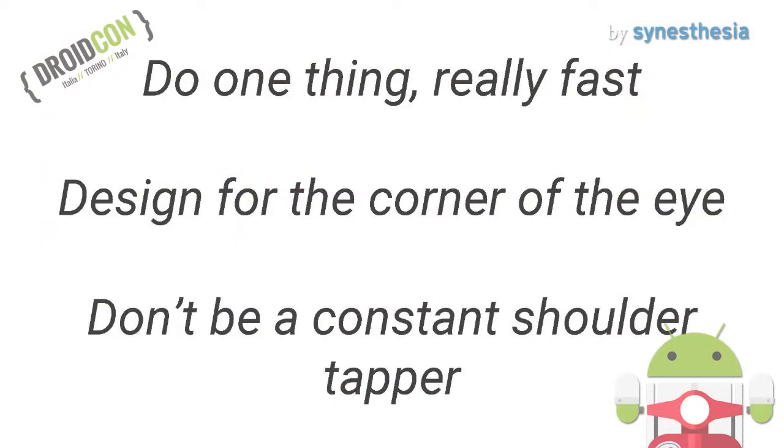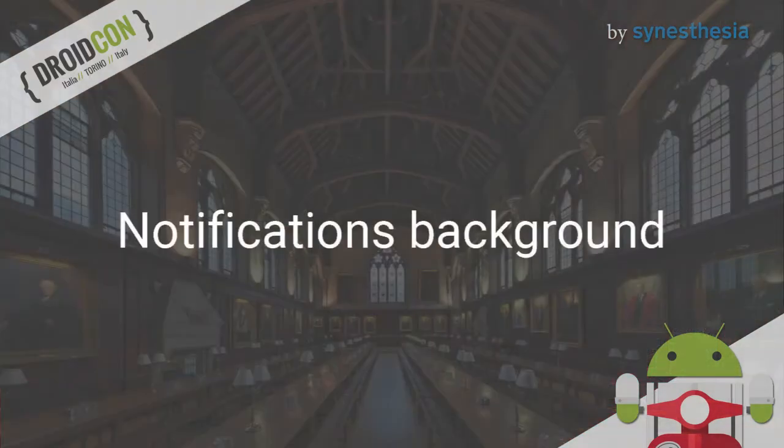Design for the corner of the eye. So, glanceable. Take a look at it and you're done. Press somewhere, and you shouldn't have to press at a precise point. You should press where you have the focus. And then, don't be a constant shoulder tapper. As I said, avoid non-useful notifications for a particular context. Okay? So let's move to notifications.